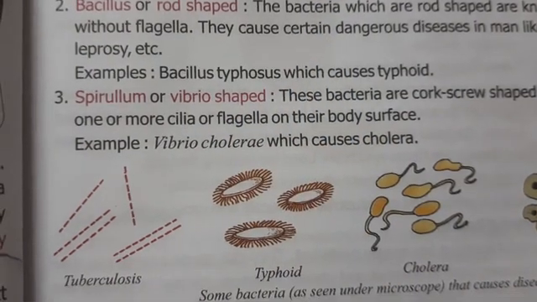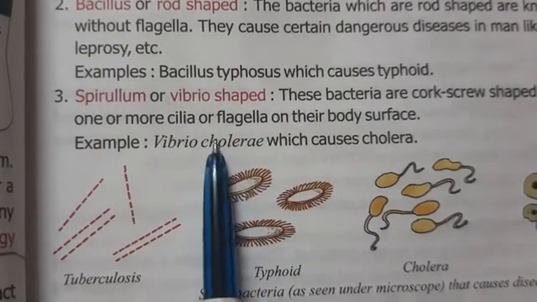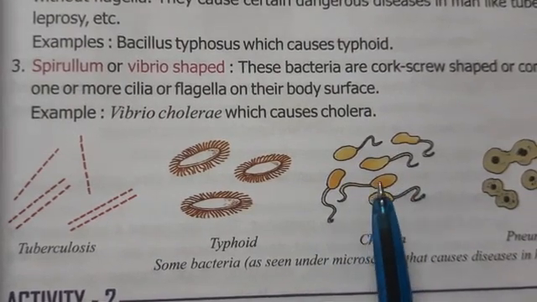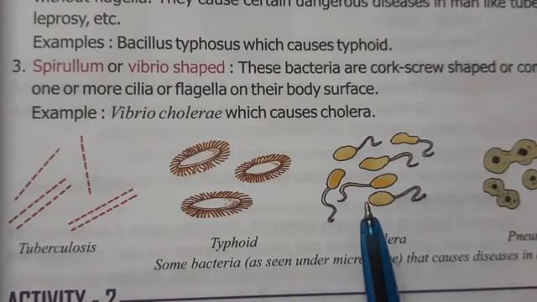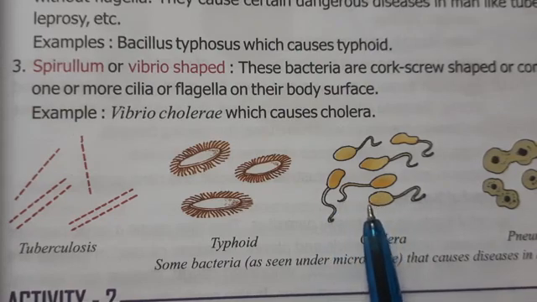Then the third shape is spirillum or vibrio shaped. See, this is spirillum or vibrio shaped. These spirillum or vibrio shaped bacteria are usually comma shaped. They are corkscrew, just like a cork and a screw, or you can say comma shaped. And they may have one or more cilia or flagella on their body.